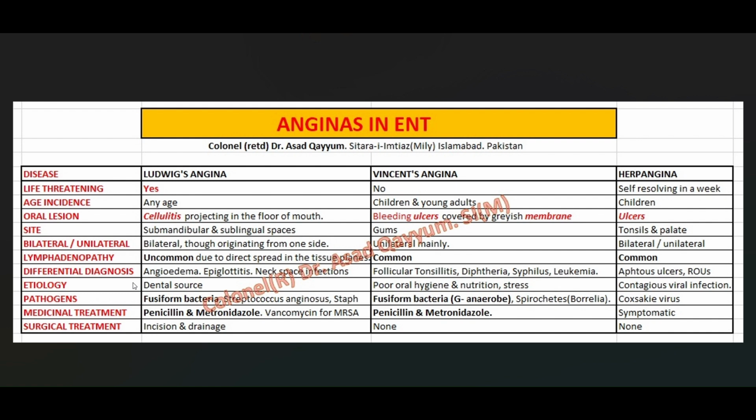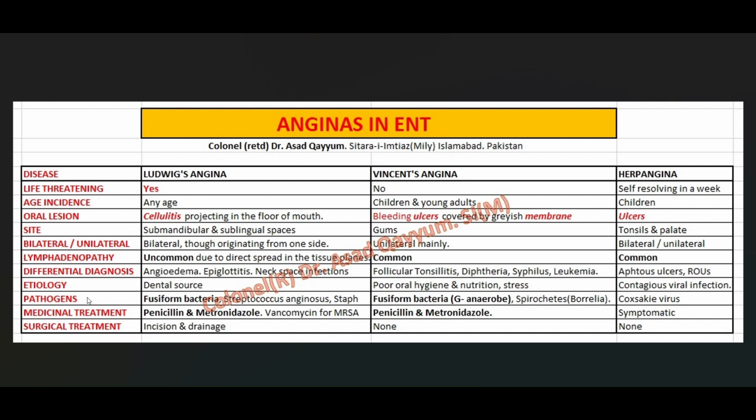Coming towards etiology, Ludwig angina is most of the time from the dental source. In case of Vincent's angina, this is because of the poor oral hygiene and poor nutrition. Stress can also give rise to Vincent's angina. In case of herp angina, this is a contagious viral infection.